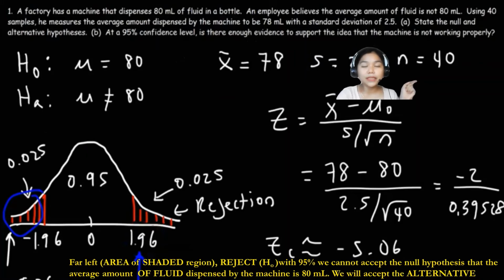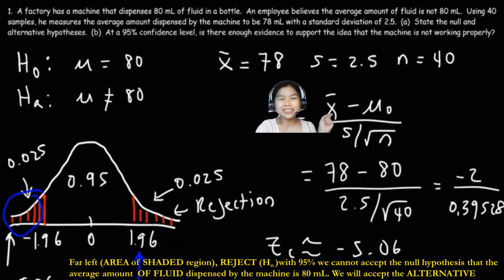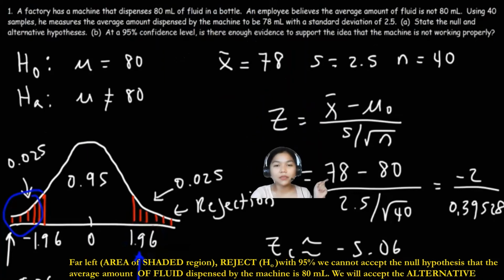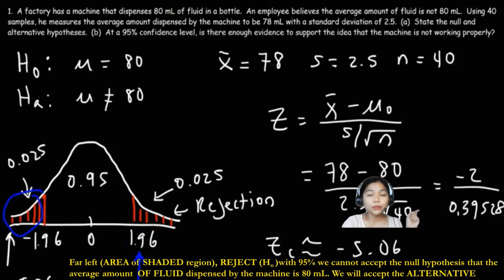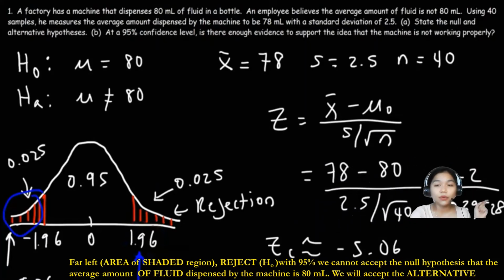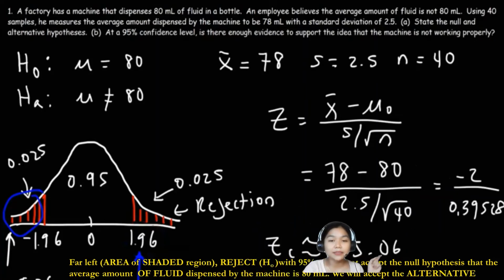Then, our sample size, which is 40. So we just need to substitute the given. So this is 78. 78 minus 80 over 2.5 divided by square root of 40. So the answer is negative 2 over 0.39528. So the answer is negative 5.06.